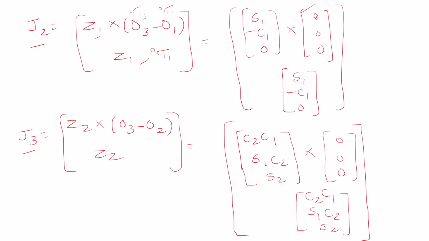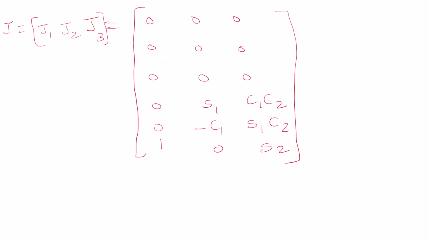Combining the three columns, that is J1, J2, J3, you get the final, overall Jacobian matrix of the RPY wrist to be this. As you see here, all the linear Jacobian components are 0, and you have only the angular Jacobian components.